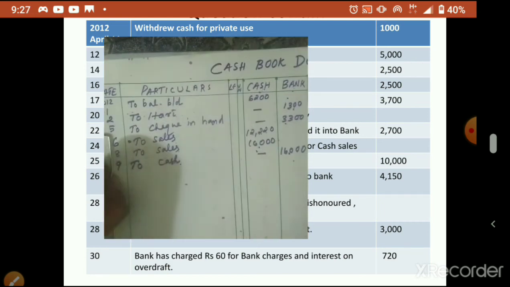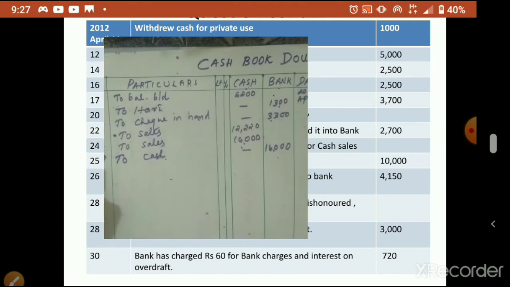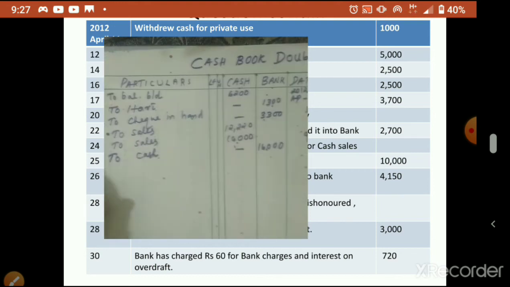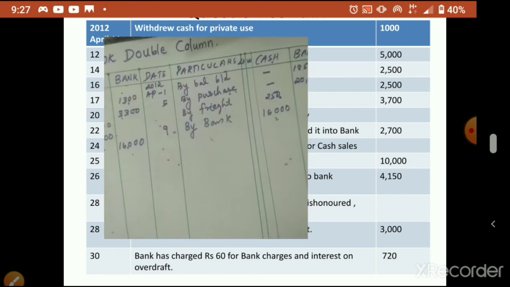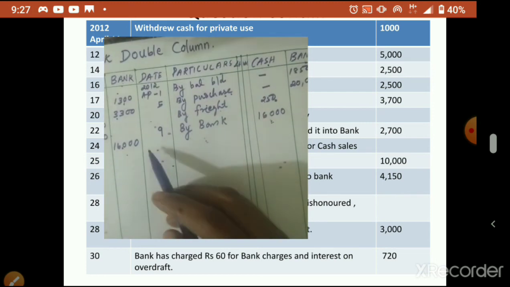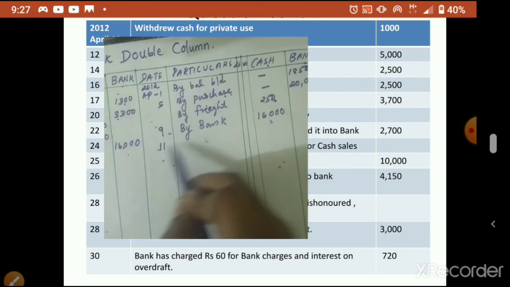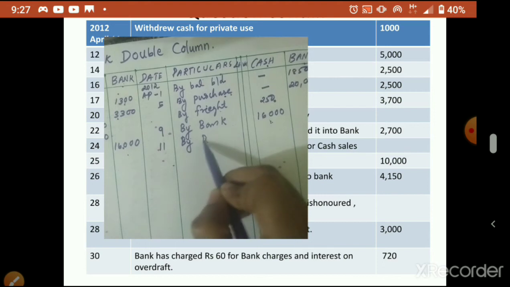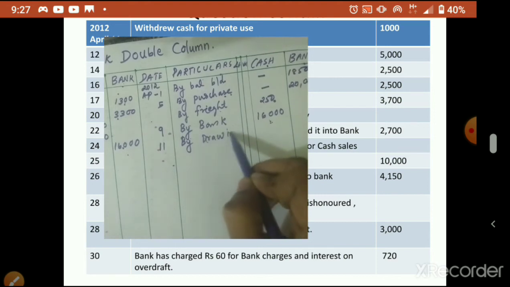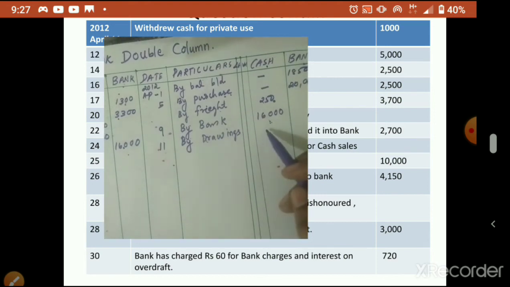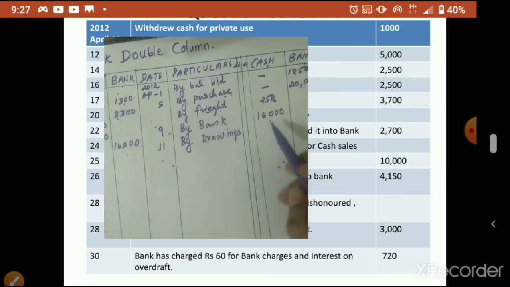Okay. Now 11. Withdrew cash for private use. Private use means we have taken money from the business for personal purpose. So by drawings, private use, it will decrease our account. So by drawings, cash withdrawn. So 1000 rupees you have to write in cash.